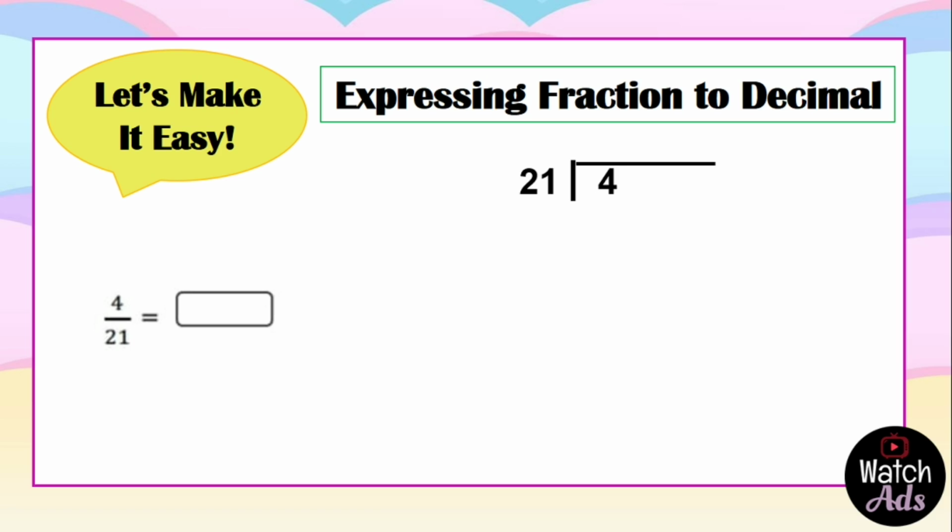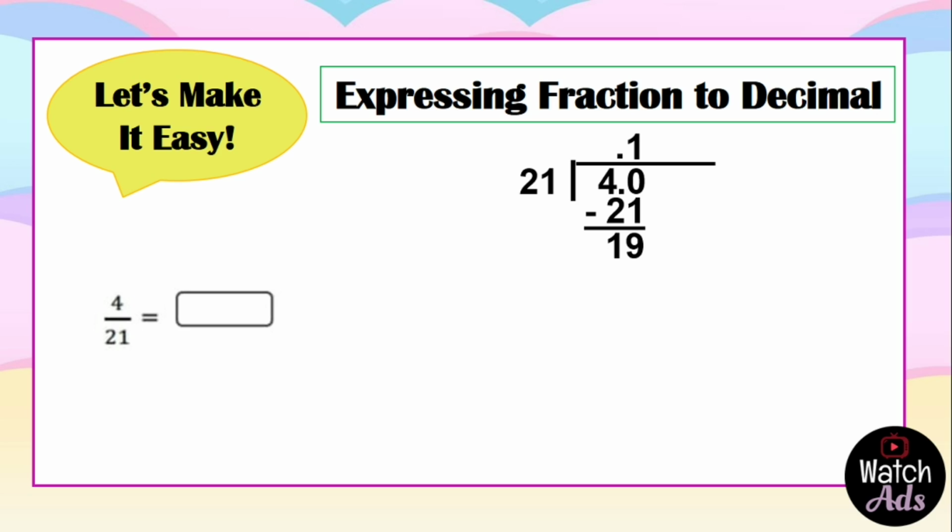Now 4 should be inside the division bar. 4 divided by 21 cannot be, so we put a decimal point and then we affix 0. Of course, we align the decimal point in our quotient. The answer in division is the quotient. Now we can divide 40 by 21. That gives us 1. We multiply 1 and 21. This is the traditional way we do division. 40 less 21 is 19.